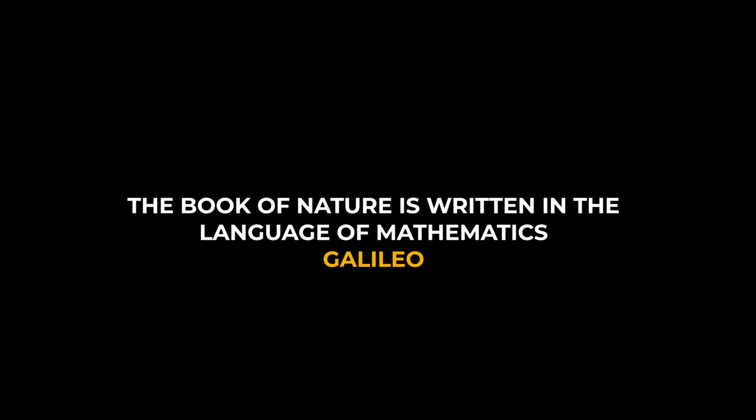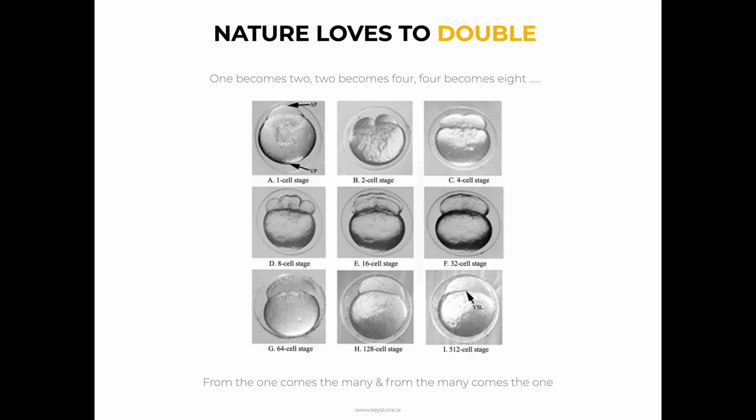It's the universal language. There is a great debate: did humans discover mathematics or did we invent it? The answer is both. Nature loves to double. 1 cell becomes 2, 2 becomes 4, 4 becomes 8. You started life as a single cell, which doubled and doubled again and kept on doubling to become trillions and trillions of cells.